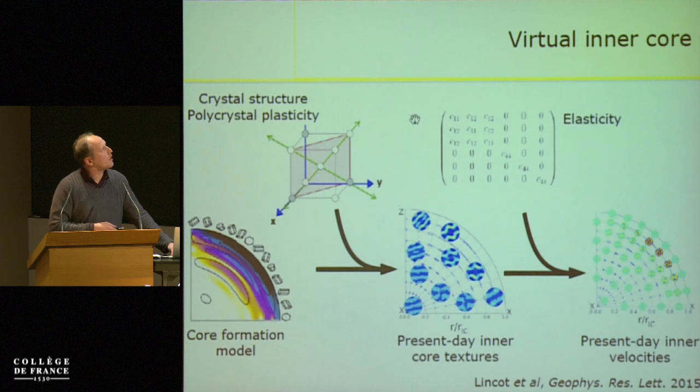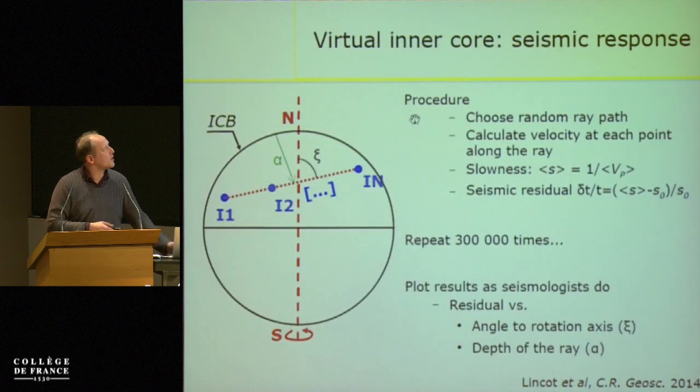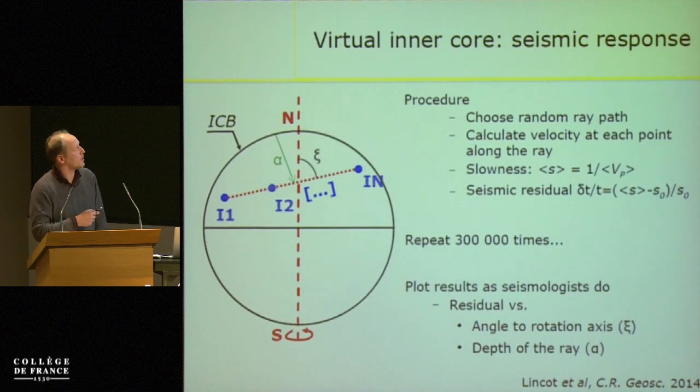The next step is to simulate a seismic measurement. We choose random ray paths through the inner core, 300,000 of them, and calculate the travel times through the inner core, and then normalize it and plot it exactly like the seismologists would do.